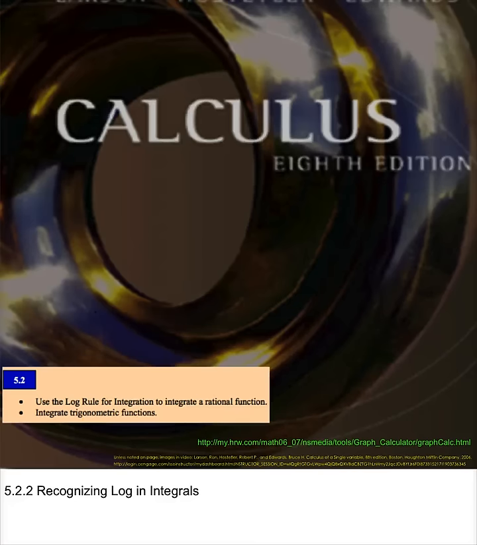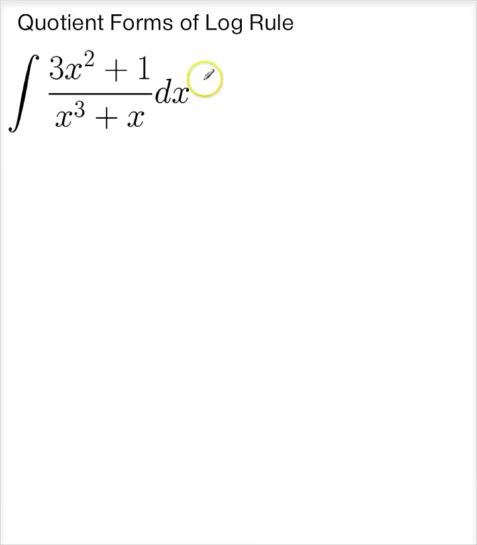Sometimes you need to recognize the log rule in your integrals. So if I give you this function right here, and I want you to integrate 3x squared plus 1 divided by x cubed plus x, you see the denominator has a derivative that is the numerator. So I'm going to do a u substitution. Let u equal x cubed plus x, and then du is 3x squared plus 1 dx.